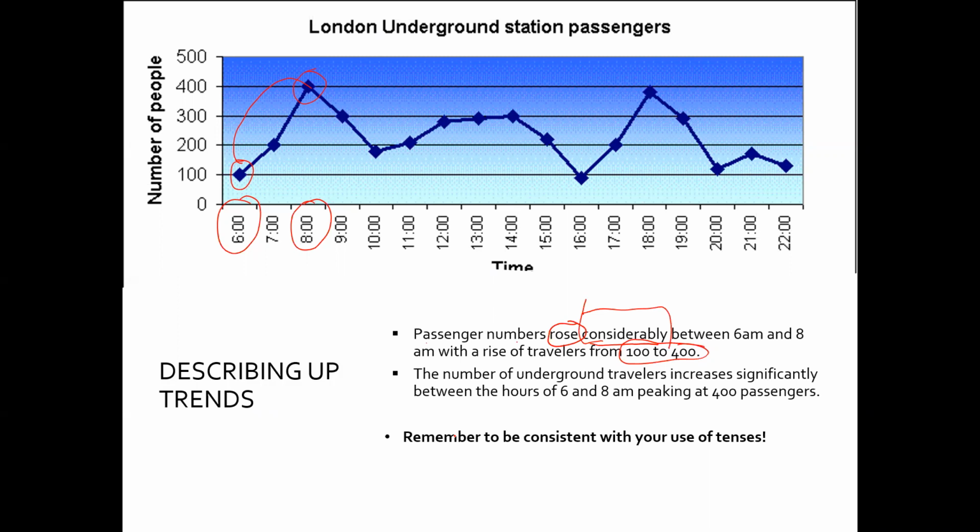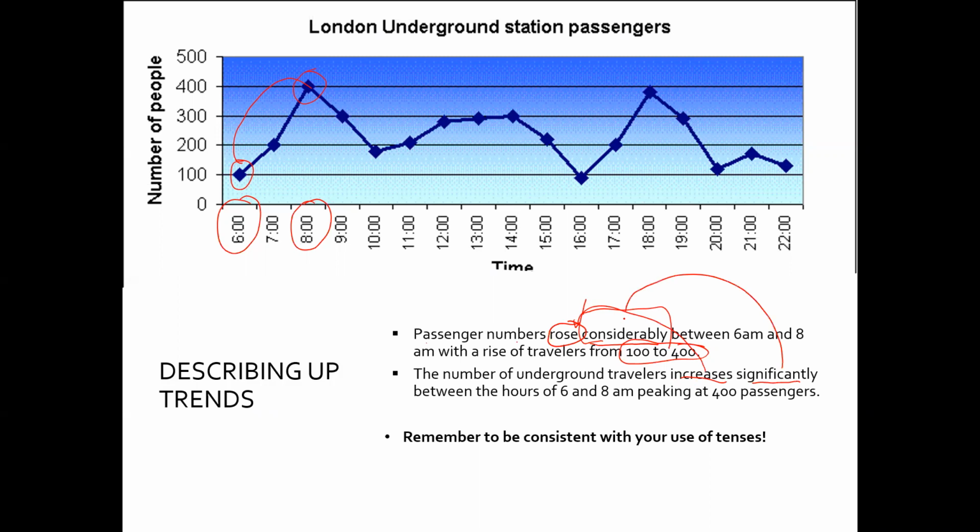Okay. The next one is the second alternative: the number of underground travelers increases significantly between the hours of 6 and 8 a.m., peaking at 400 passengers. Nah, di sini increase disamakan dengan rose tadi, right?